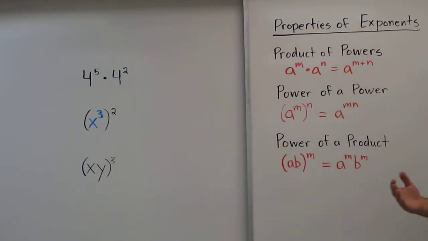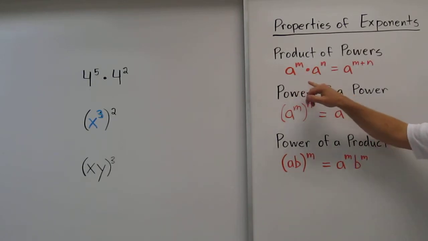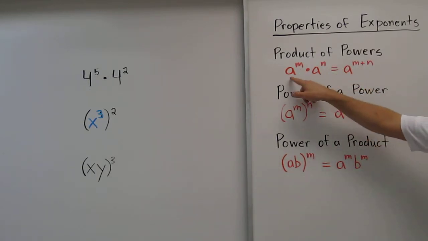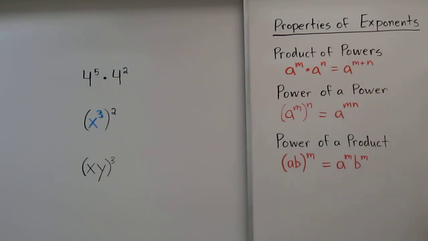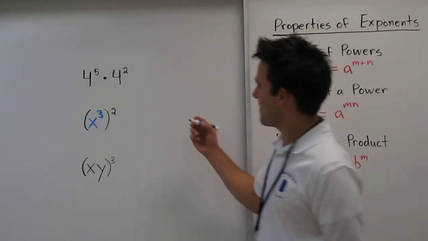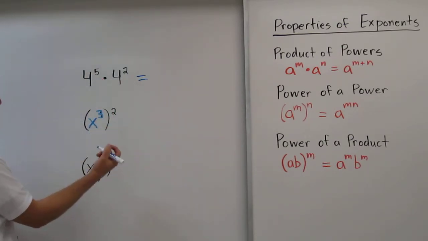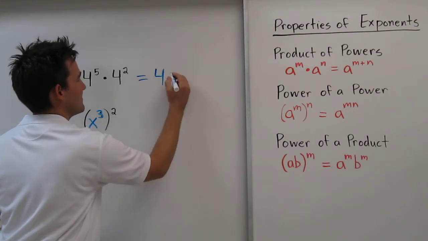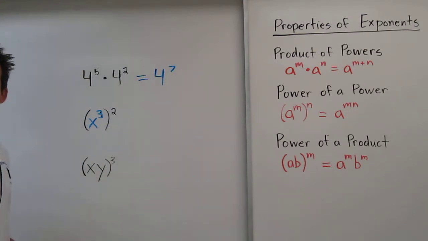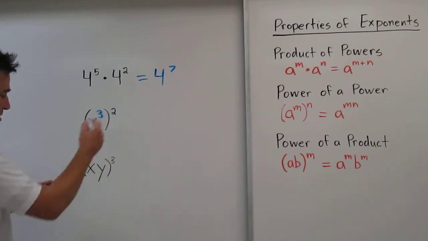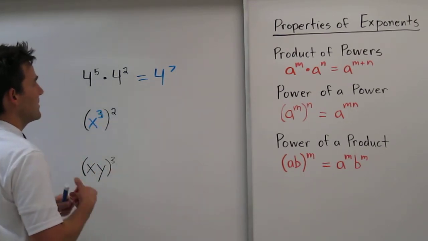The product of powers property says a to the m times a to the n. So if they have the same base and different exponents and they're being multiplied, simply add the exponents. So right here, we're going to add the 5 and the 2. 4 to the 7th power. That's what we got the first time, but that seemed a lot easier. Let's actually write that out using the property.